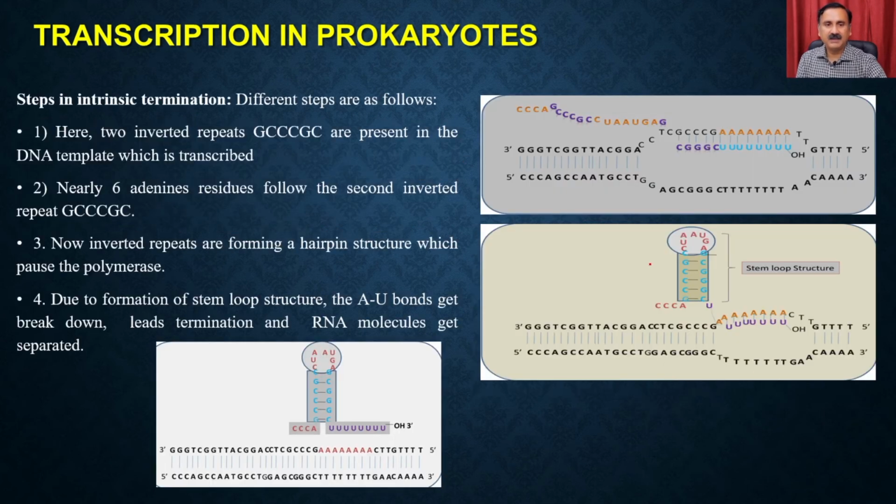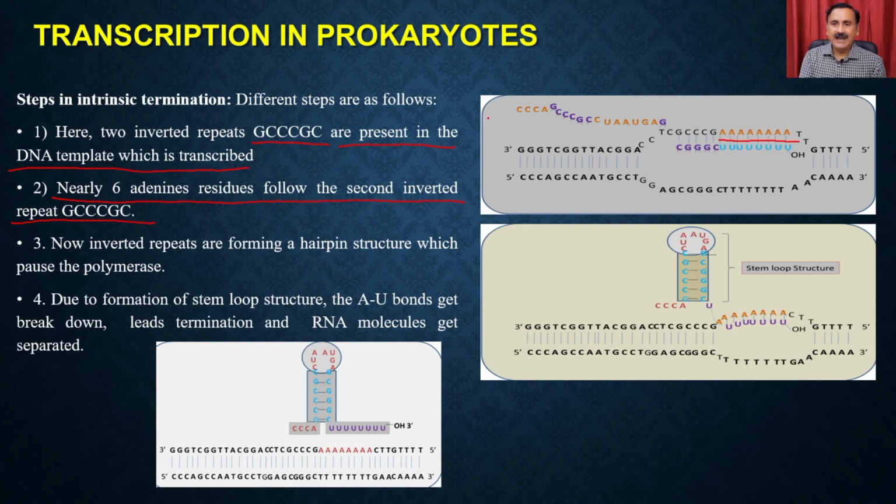So what are the different steps in intrinsic termination? Here we have two inverted GC-rich regions. So you have the two inverted repeats like GCC, GCGC, right? And these are present in the DNA template which is transcribed. Nearly 6 adenine residues follow the second inverted repeat. So you have the two repeats, one on this side, the other on this side. As soon as this inverted repeat is transcribed, it is going to be followed by 7 A residues, which are going to be formed.